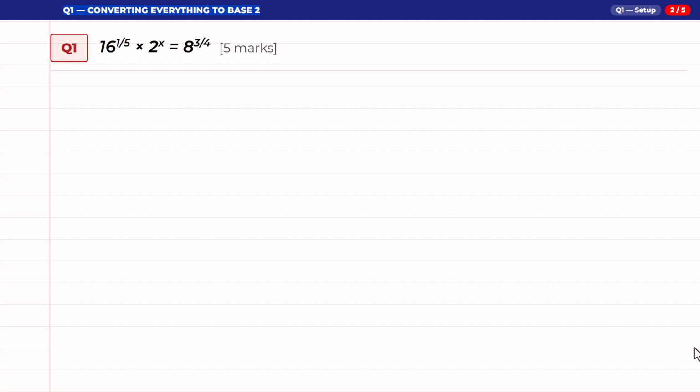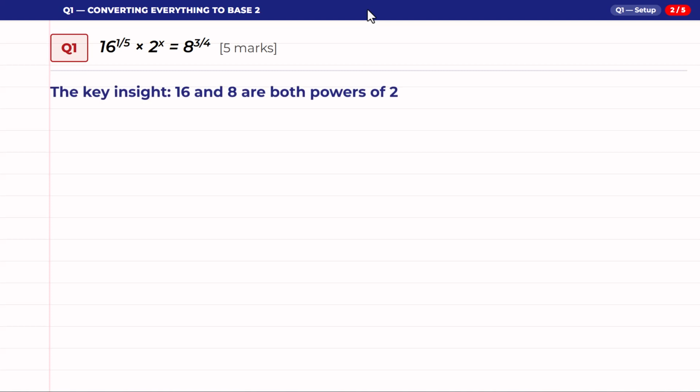Question 1. 16 to the power 1/5 multiplied by 2 to the x equals 8 to the 3/4. We need to find the exact value of x. Look at all three bases, 16, 2, and 8. 16 is 2 to the 4. 8 is 2 to the 3. And 2 is already base 2. So we can rewrite the entire equation using only the base 2.